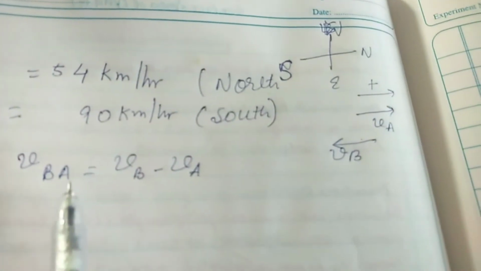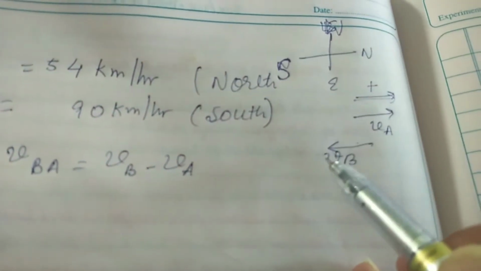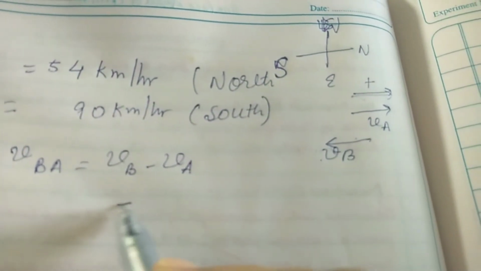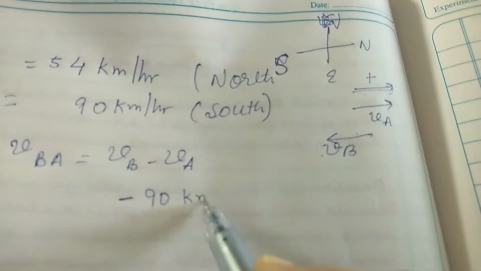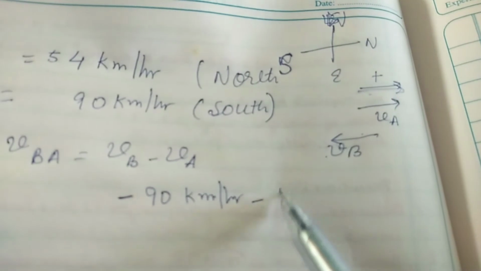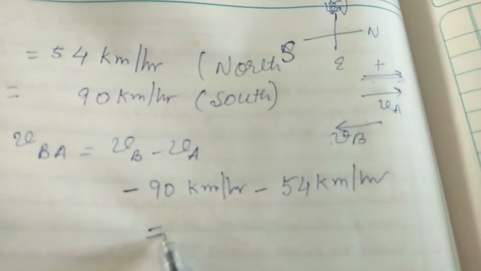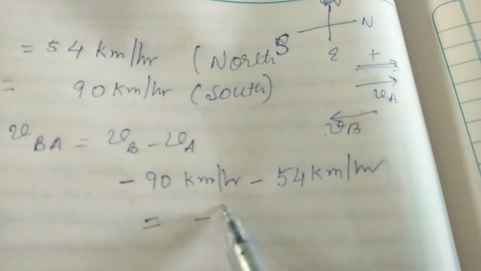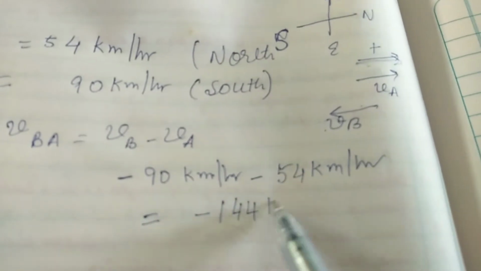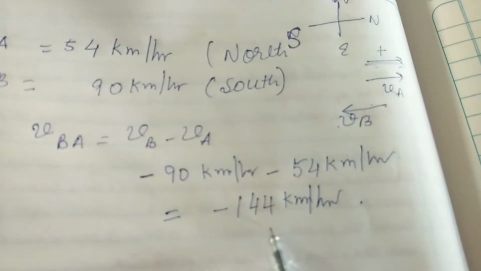So what we want to write is velocity of B with respect to A. So velocity of B, if you are considering this direction as positive, then this would be negative. So velocity of B is minus 90 km per hour and velocity of A would be considered as positive because this direction we are considering positive. So this would be 54 km per hour. So what is the velocity of B with respect to A? This would be 144 km per hour. So this is the velocity of B with respect to A.